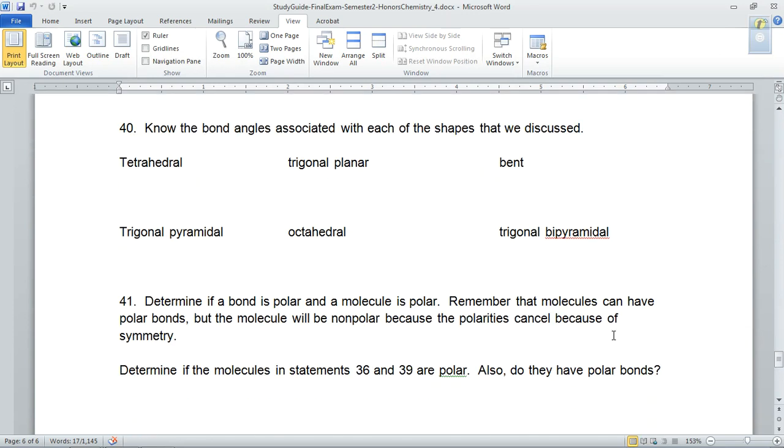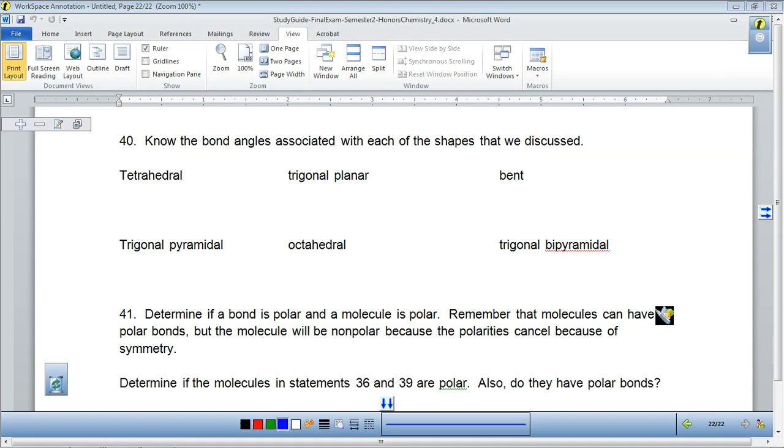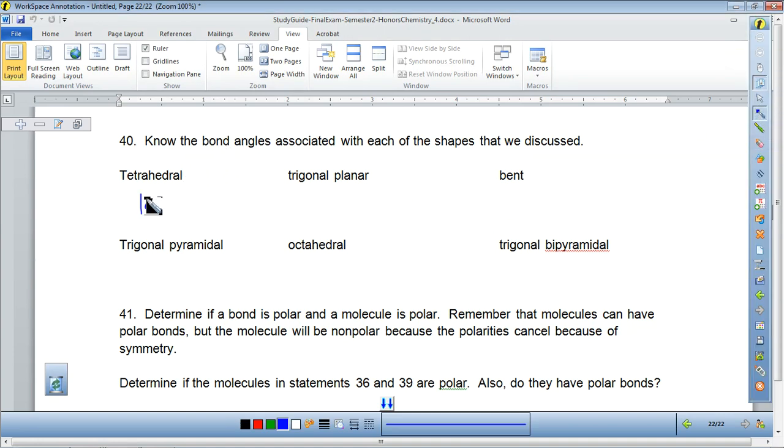Bond angle associated with each of the shapes that we discussed. The tetrahedral, anybody remember? 109.5. Very good. Trigonal planar. Three things in a plane. 120. Bent. Less than 109.